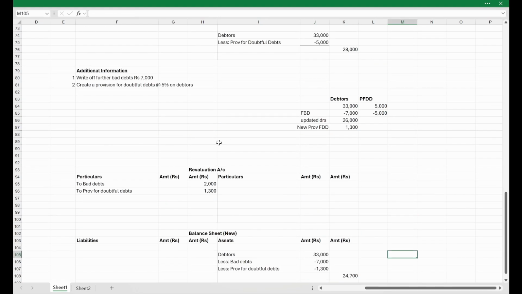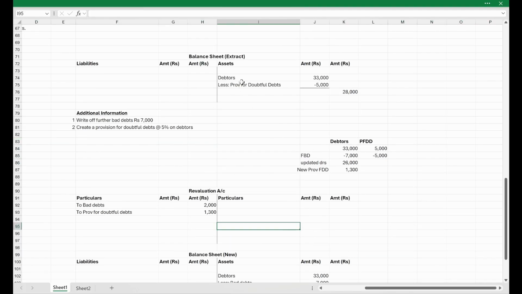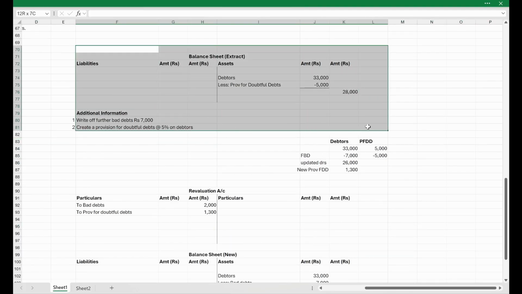So a lot of students commit mistakes with respect to this adjustment. So make sure you are clear in this.